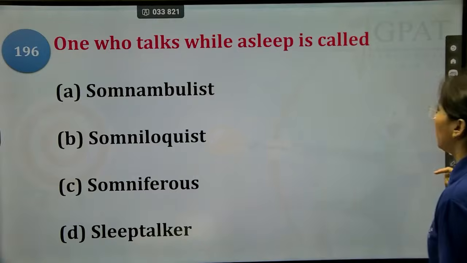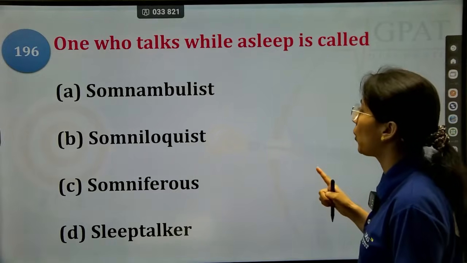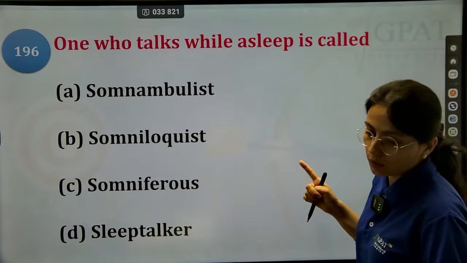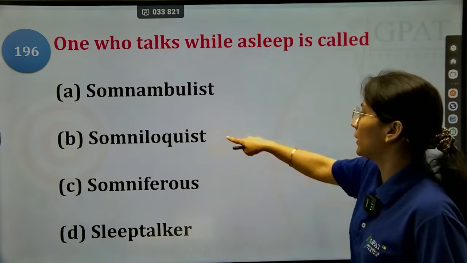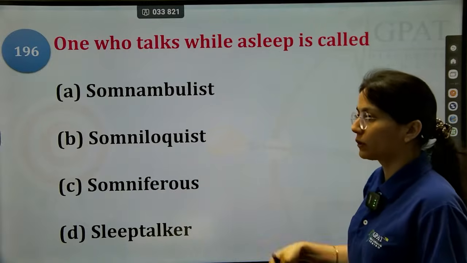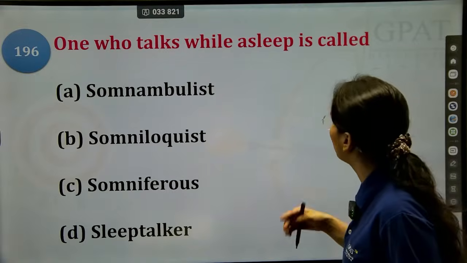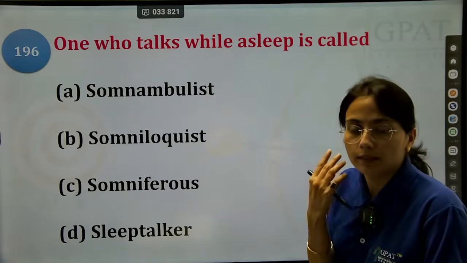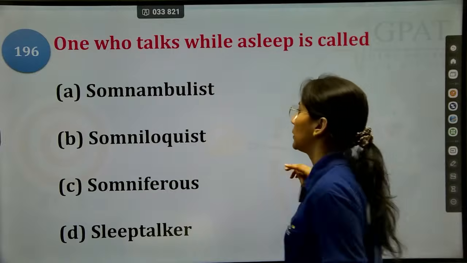One who talks while asleep is called what? That is somnambulist, that is option number B. When someone is talking while asleep, we call him somnambulist.